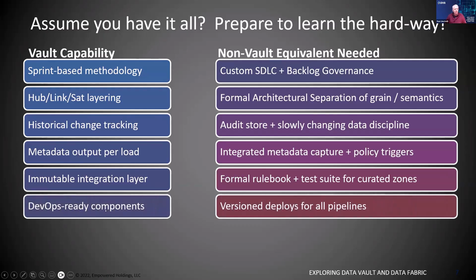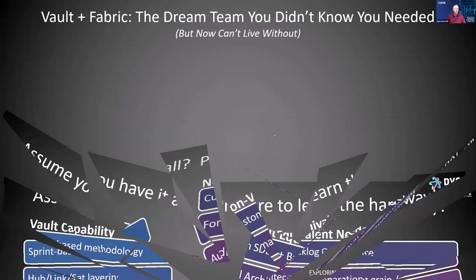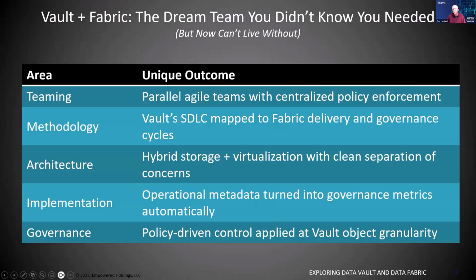With Data Vault, you have DevOps ready components. Without it, you've got version deploys for all pipelines. And you skip the fundamentals if you want, but know that your fabric won't blow up on day one. It'll just quietly rot under the weight of scale, trust issues, and data drama until it collapses spectacularly on the wrong day. So let's throw all that out and finish this up, right?